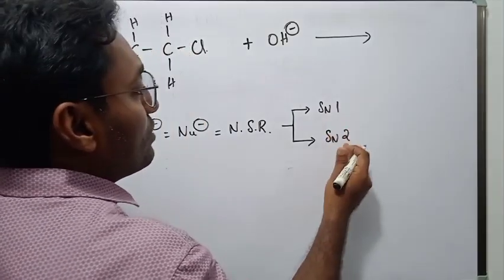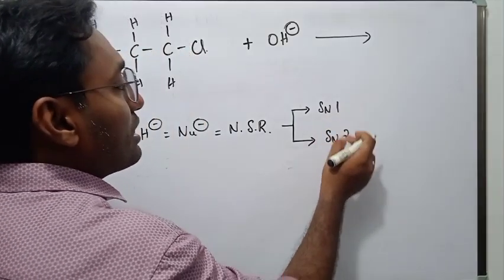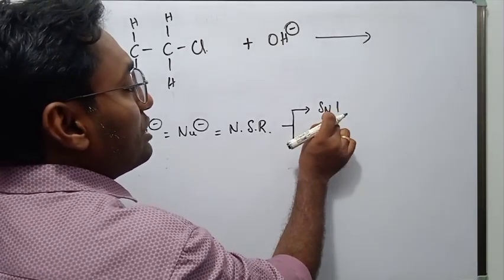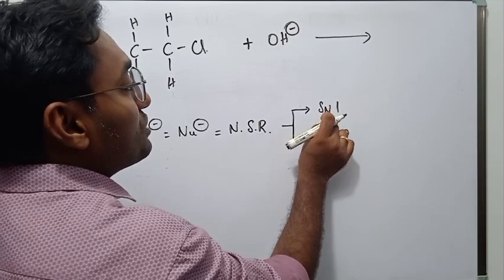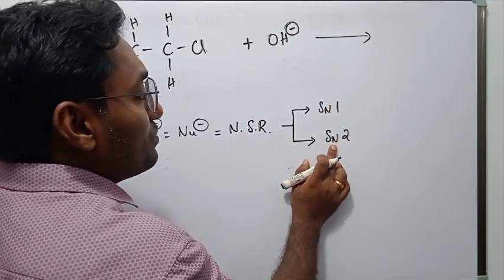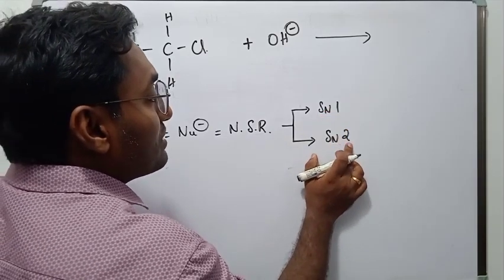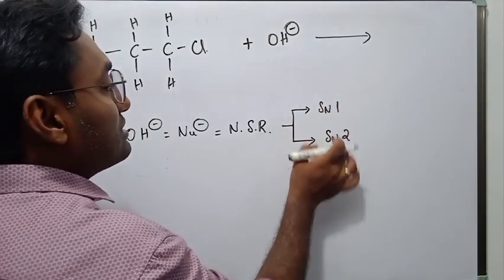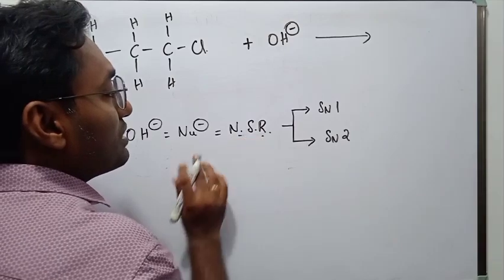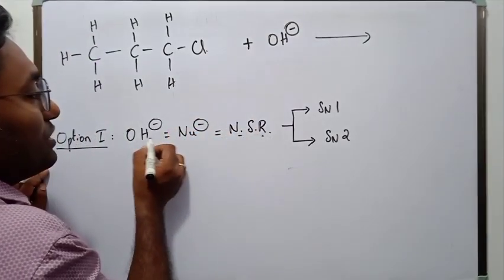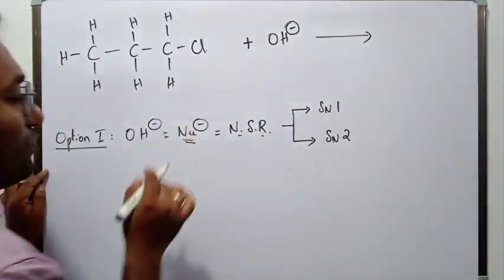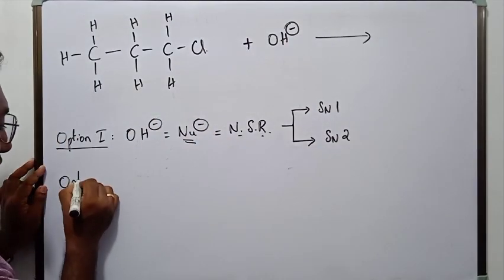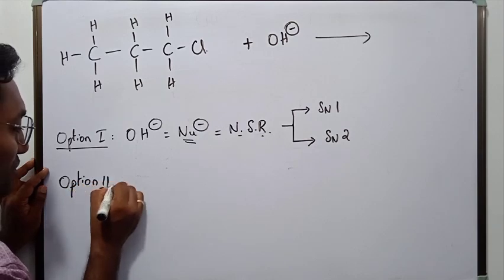To know more about SN1 and SN2 routes, kindly refer to my earlier videos titled SN1 reaction, unimolecular nucleophilic substitution reaction, and SN2 reaction, bimolecular nucleophilic substitution reaction. If you look at these videos, you will much better understand what nucleophilic substitution reaction is, and how OH minus reacts as a nucleophile. Now there is a second option, which is what we are going to discuss in this video.